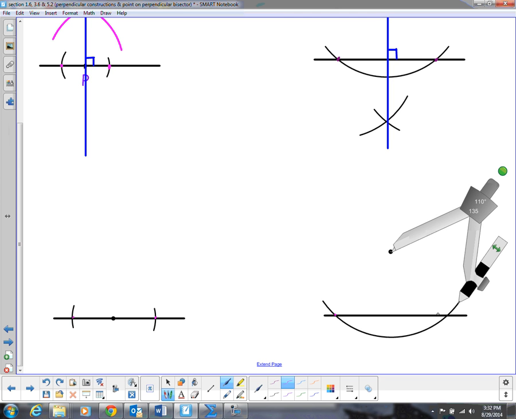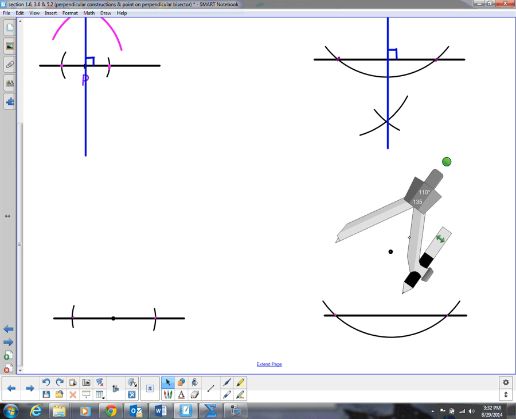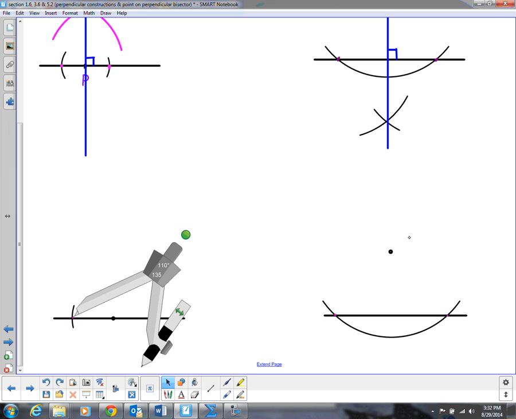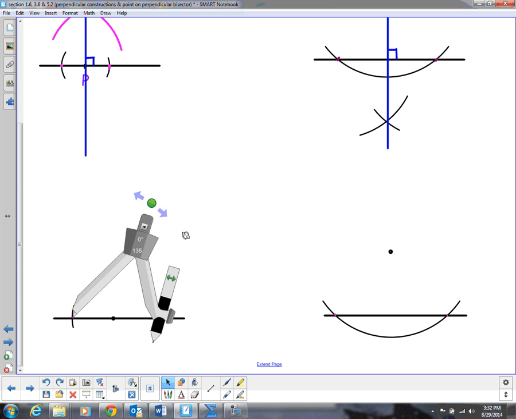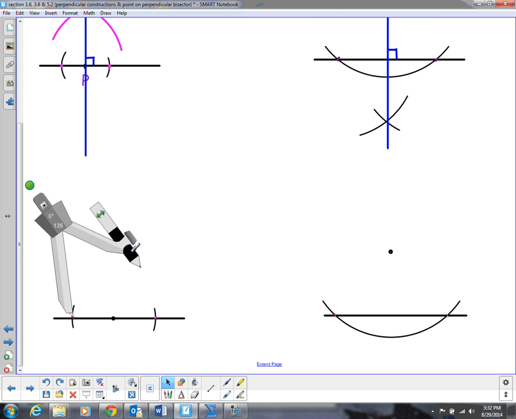So what we've produced is 1 point of intersection, 1 point of intersection, 1 point of intersection, 1 point of intersection. Remember, both of these constructions started at the given point, and we did arcs on both sides. When I come back to here, I'm going to put my compass point on 1 point of intersection, and I am going to draw an arc.